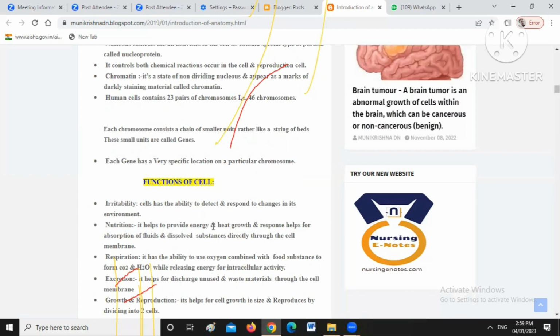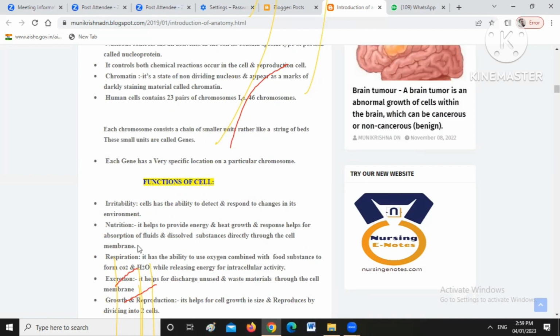And the second function, nutrition. It helps to provide energy, heat, growth and repair, and responds for absorption of fluids and dissolved substances directly through the cell membrane. So it helps to give the food. It helps to provide the food through the cell membrane, such as energy, heat, growth and absorption of fluid and dissolved substances directly through the cell.